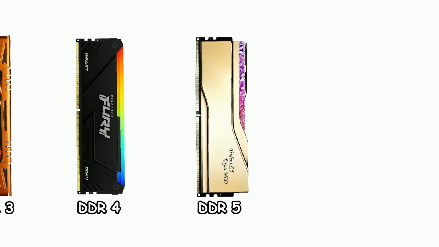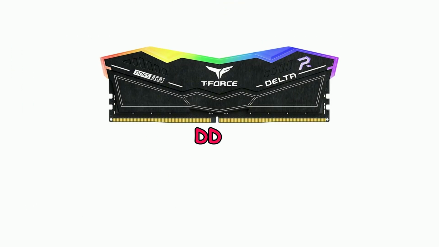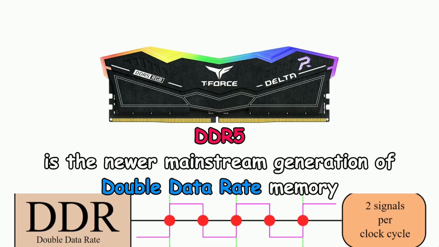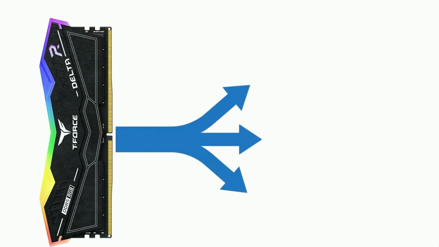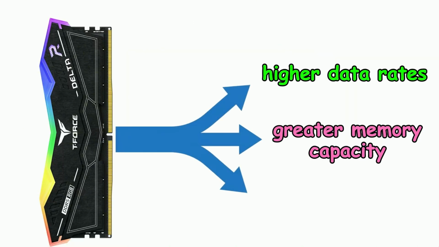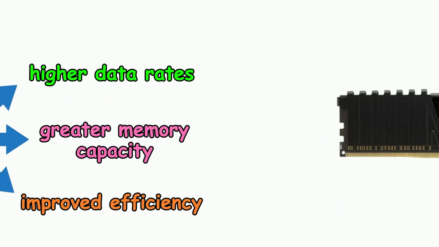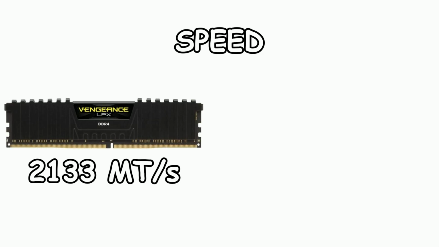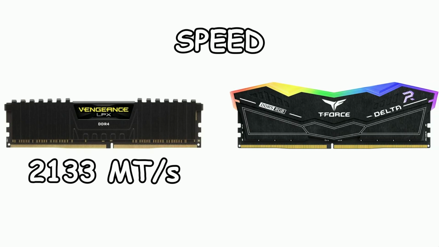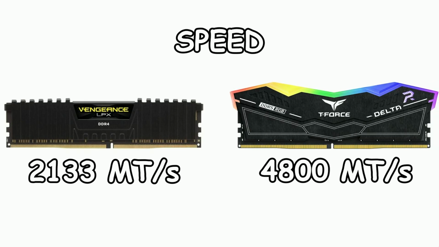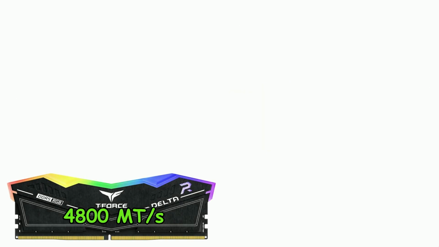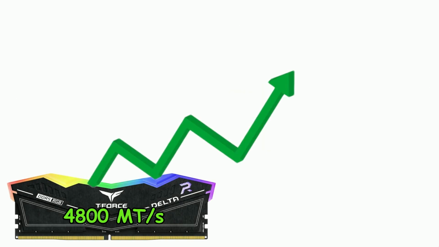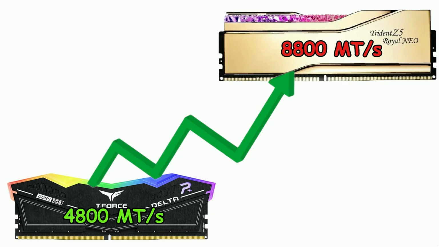That successor was DDR5. DDR5 is the newer mainstream generation of double data rate memory and began appearing in consumer computers in the early 2020s. It was designed to provide significantly higher data rates, greater memory capacity, and improved efficiency compared with DDR4. One of the biggest improvements is speed. DDR4 commonly started around 2,133 megatransfers per second, while DDR5 starts at around 4,800 megatransfers per second. Modern DDR5 modules can reach considerably higher speeds, providing much more potential memory bandwidth.